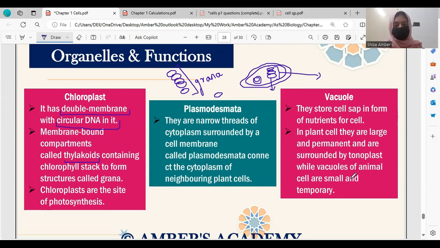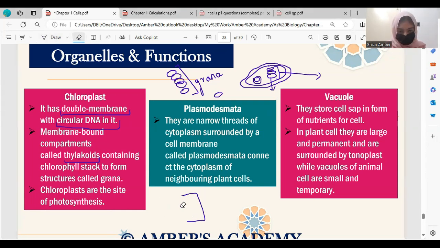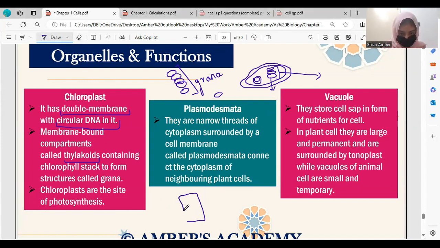Then moving towards plasmodesmata. Okay, fine. So plasmodesmata is mainly found in plant cells, and I'm making 2 plant cells over here. Okay. So these are two neighboring plant cells, all right? And there's a passage between both of them. So this passage between both of the neighboring cells is known as plasmodesmata.